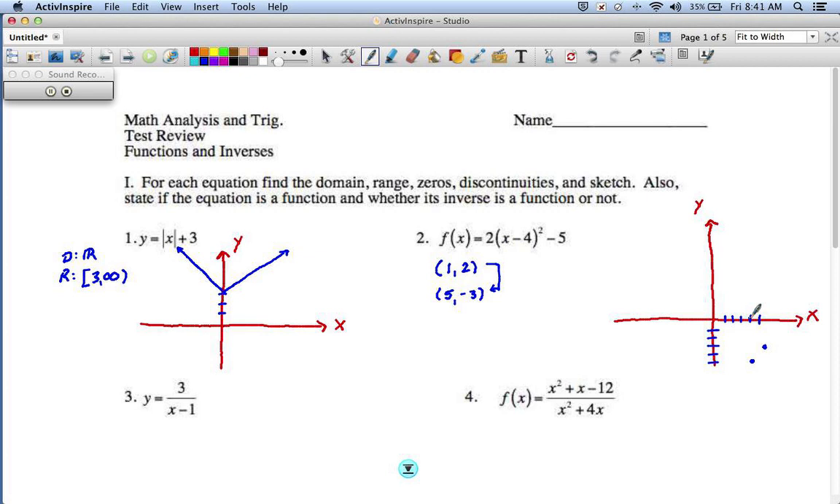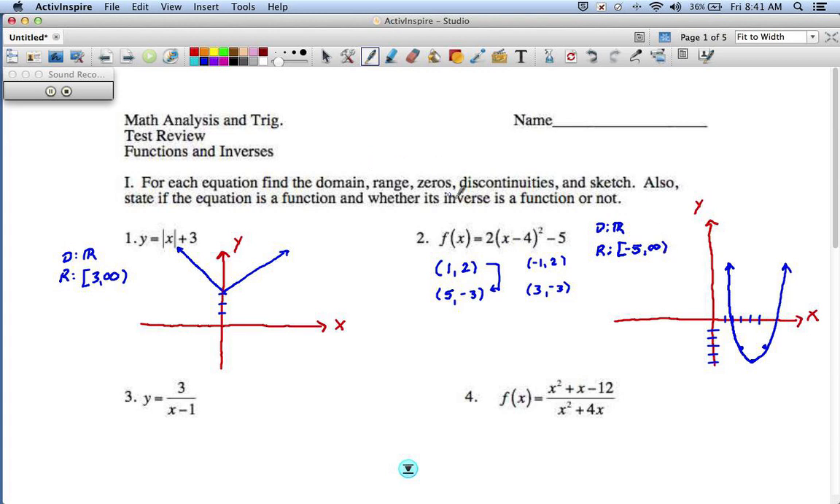Which means also that our other point, which was negative 1, 2, we'll do the same thing. I'm going to move to the right 4 and down 5. So I'm at 3, negative 3. And now we got a pretty good graph. This is, as some of you call, narrower than before. Whoops, that curved up a little more than I intended it to. There we go. Okay, and now we want to talk about our domain, which is all reals, left to right forever. Our range, which normally is 0 and above, in this case will be negative 5 and above.